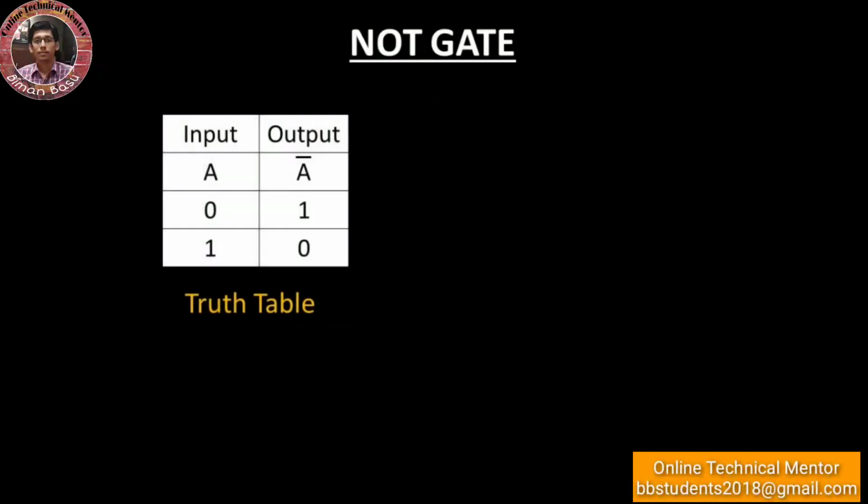Now let us look at the NOT gate first. NOT gate has a single input and a single output, which I have represented as A and A bar. Why have I written A bar in the output? Look, if you give 0 as an input to the NOT gate, you will get 1 as output. And if you give 1 as an input, you will get 0 as an output. That means 0 and 1 are getting inverted. 0 becomes 1 and 1 becomes 0. So this NOT gate is also called an inverter.